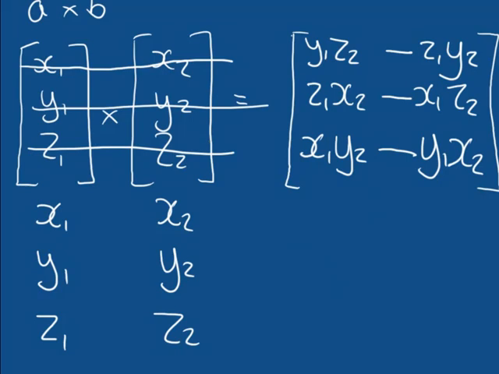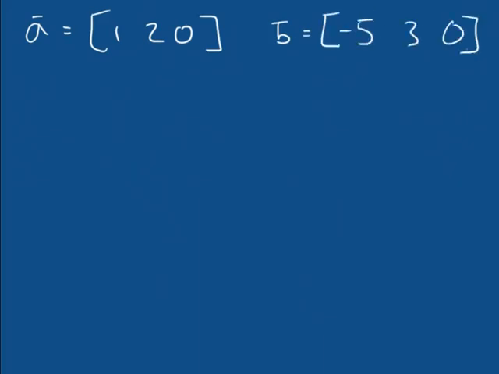Alright, so now that we've actually seen what the cross product is and how we can calculate it, let's use our component definition of the cross product to find the cross product of two vectors. So I'm going to scroll down, and if I had a vector A, which is equal to the vector 1, 2, 0, and I had a vector B, which is equal to the vector minus 5, 3, 0, I'd like to find the cross product of A cross B.